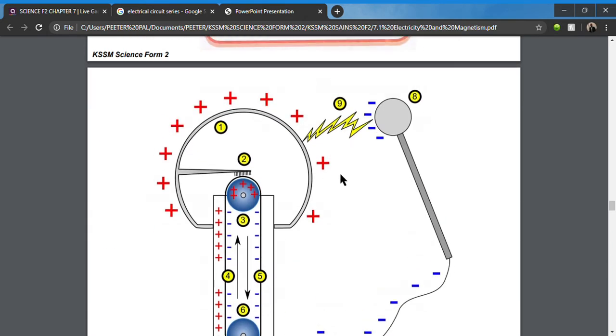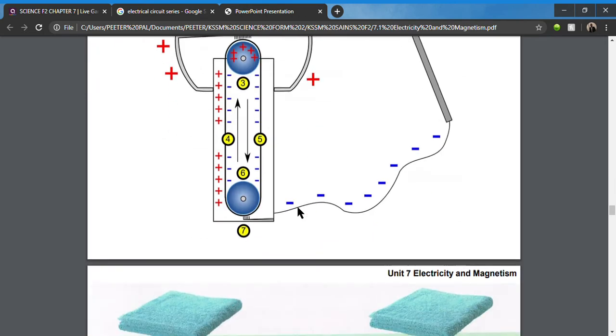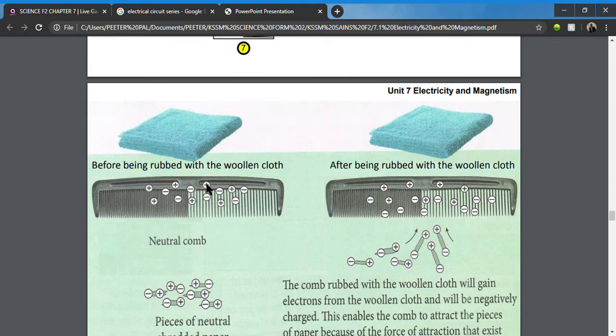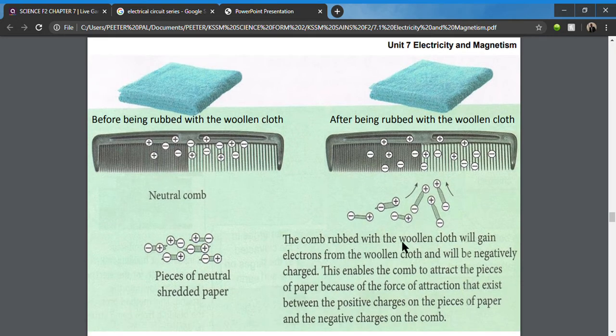A Van de Graaff generator can be used to show the presence of static charges. Due to continuous friction, induction occurs at number 2. The whole metal dome is positively charged. Then, taking a woolen cloth and a neutral comb, while rubbing, you can produce charges between them. The comb rubbed with the woolen cloth will gain electrons from the woolen cloth and will be negatively charged. So by rubbing we can produce charges.